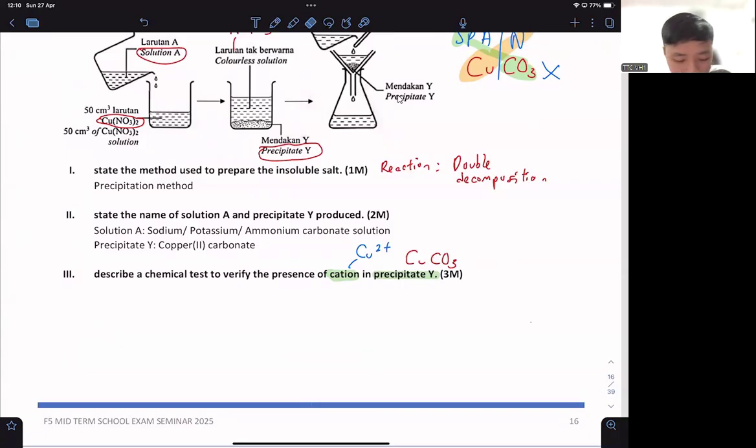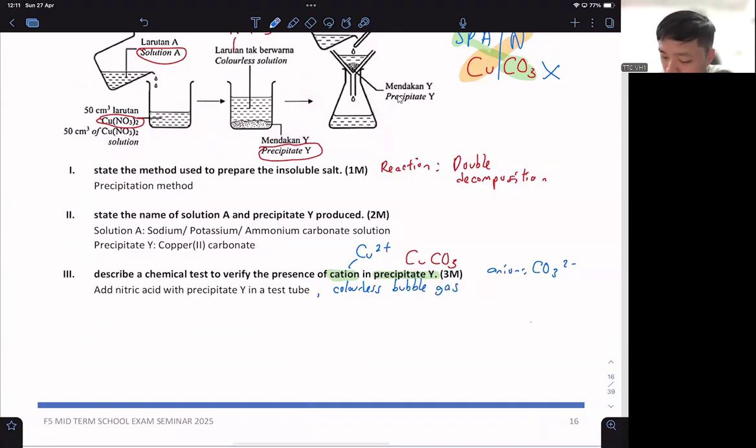I think they also give, if they ask for carbonate, what happens? Let's say if they ask for the carbonate ion, then you can add nitric acid. So straight away you can get colorless bubbles of gas that turn lime water cloudy. Can say something like this.